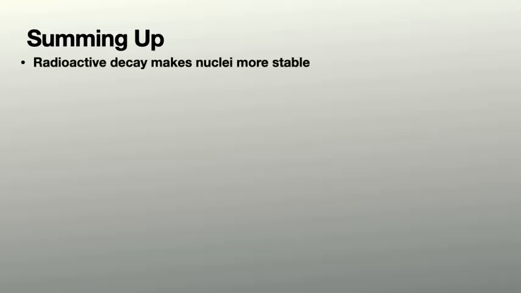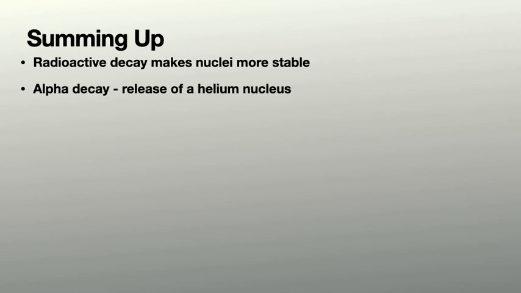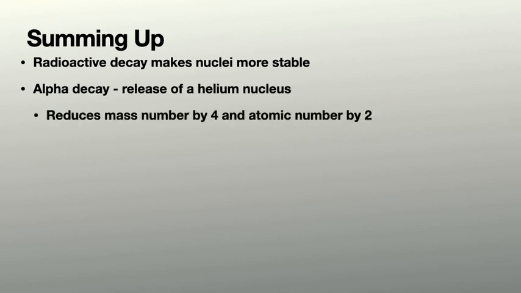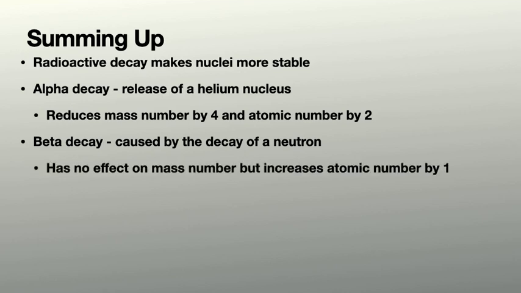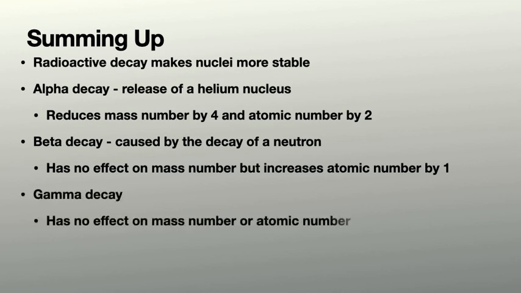Okay, to sum up, radioactive decay makes nuclei more stable. That's why it happens. Alpha decay involves the release of a helium nucleus. The effect of that is to reduce the mass number by 4 and the atomic number by 2. Beta decay, caused by the decay of a neutron. The neutron breaks up to form a proton and an electron. Now this has no effect on the mass number because you're just swapping a neutron for a proton, but it does increase the atomic number by 1 because you've gained 1 proton. Gamma decay has no effect.